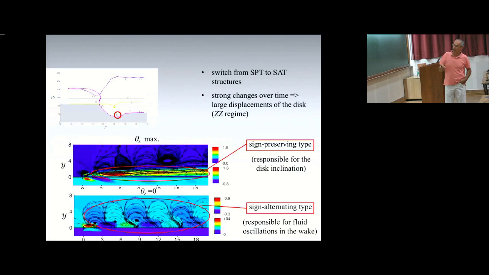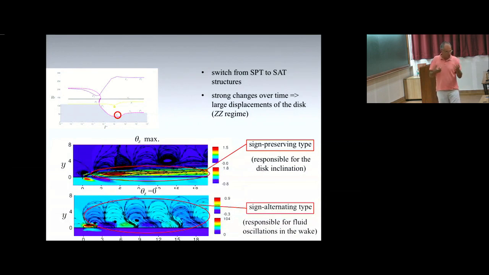So there is very weak coupling between the two in this case. Now, compare with that one. It's the same disk, but now we are looking at what happens at this point. Here is the structure of the axial velocity disturbance when the disk inclination is maximum, and here is the structure when the inclination is zero. You see that the two are totally different. Here, throughout the wake, you get the same sign of the disturbance, so we call it a sign-preserving type disturbance. In contrast, here you get an alternation of positive and negative disturbance, so it's a sign-alternating type disturbance.